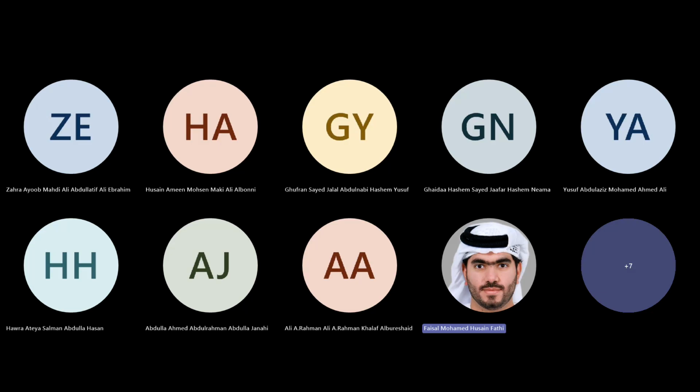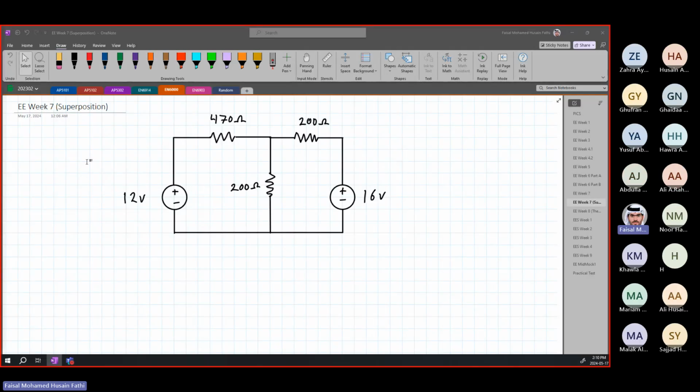Okay, so today we will go over superposition first of all. The idea of superposition is to solve any circuit that has two or more sources. In our case here we have voltage sources. And before we go into that, how did we used to solve this from before?